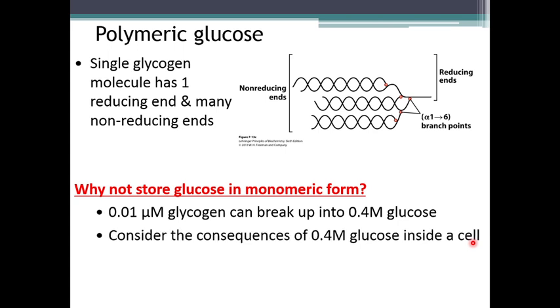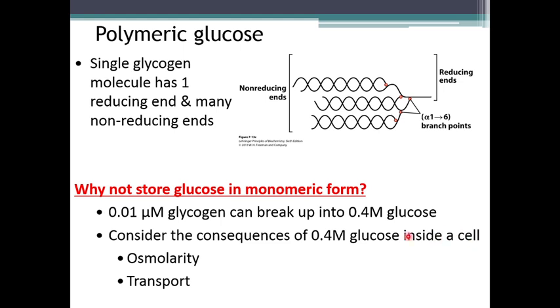Now, why would you want to store glucose in the form of glycogen? It is because of the consequences that arise due to a very high concentration of glucose inside a cell. 400 millimolar glucose is a very high concentration inside the cell. And what are the consequences? Elevated levels of glucose can result in high osmolarity. Now remember, an increased osmolarity would be threateningly elevated, and that can lead to entry of water, leading to the rupture of the cell.